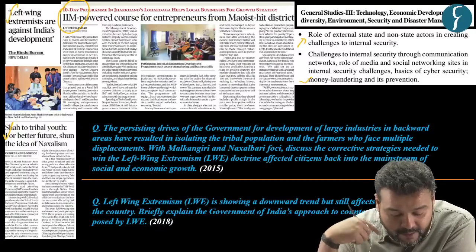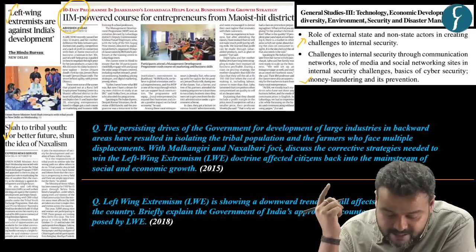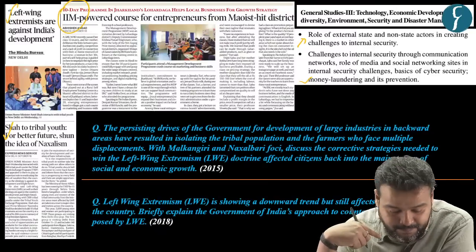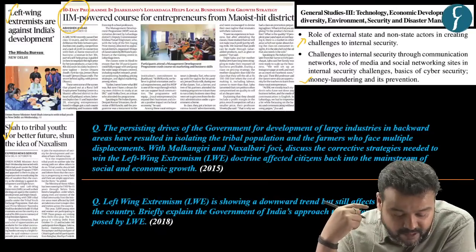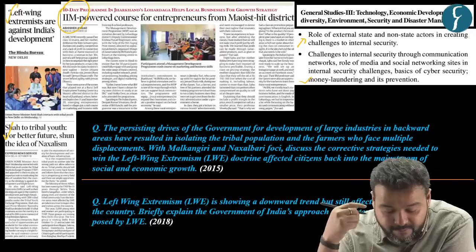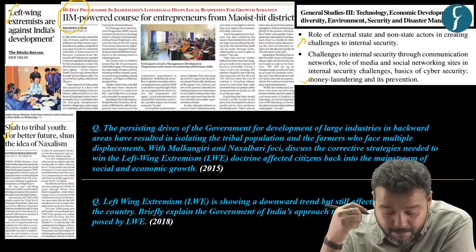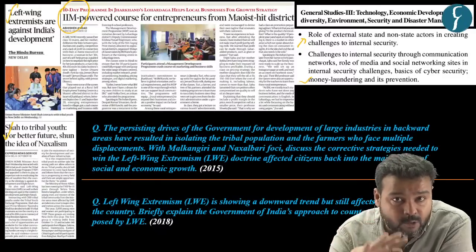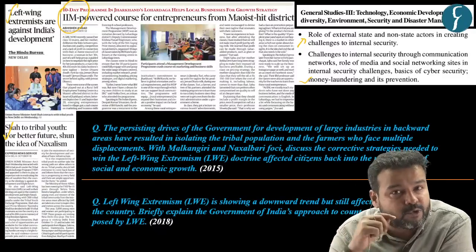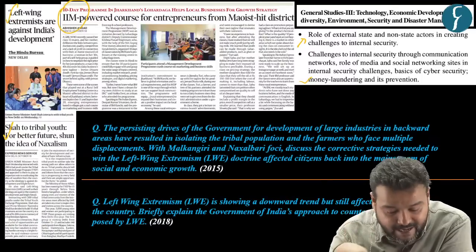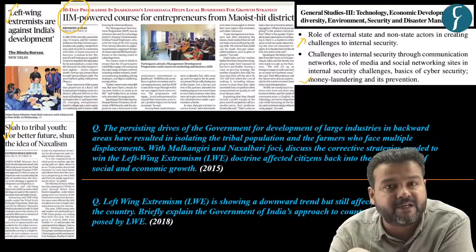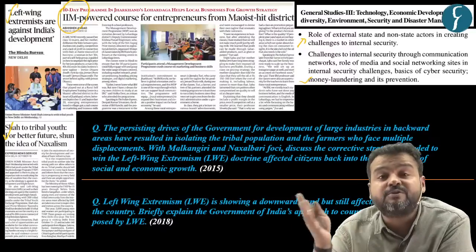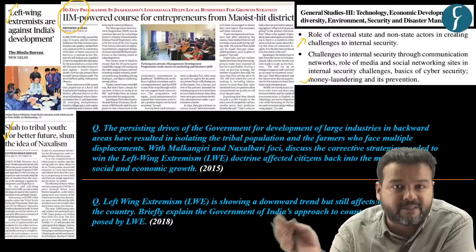With Malkangiri and Naxalbari as the focus, discuss the corrective strategies needed to win the left-wing extremism affected citizens back into the mainstream of social and economic growth. So it has two parts. The first part asks you to highlight the concerns and challenges with these developmental activities. And then you have to suggest a strategy to mitigate them.